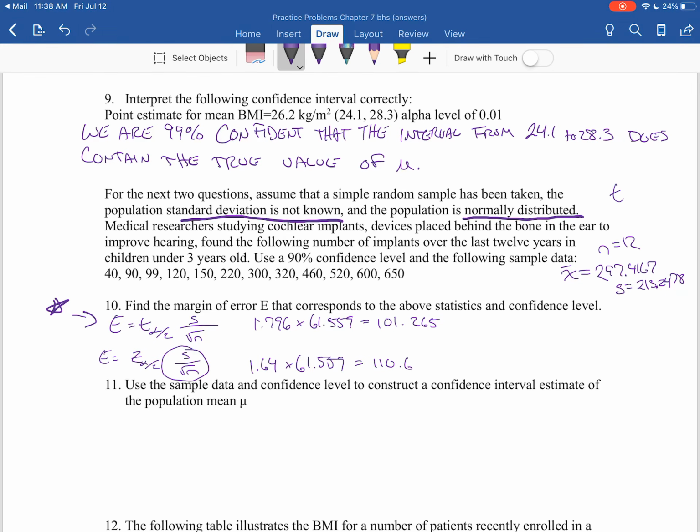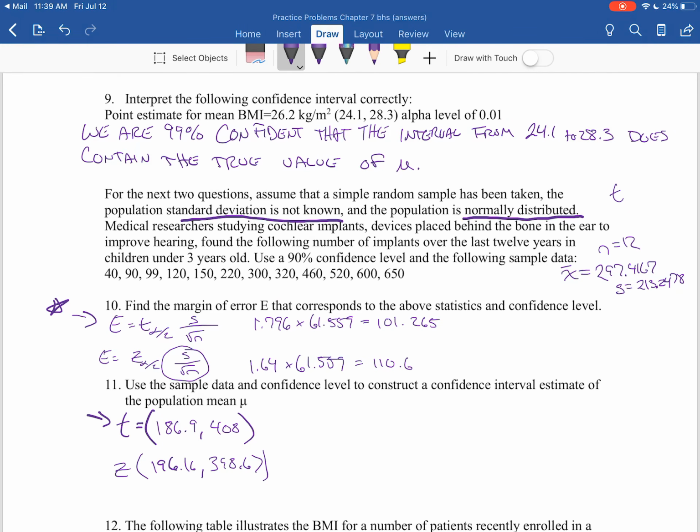Got like 1 minute to finish up. So when we calculate our confidence interval, I'm just going to do this little shorthand. Remember, it's going to be our x bar plus or minus the margin of error. When we use our t, which is the one we should be erring towards, our confidence interval will be 186.9 to 408. And the z confidence interval will be around 196.16 to 398.67.